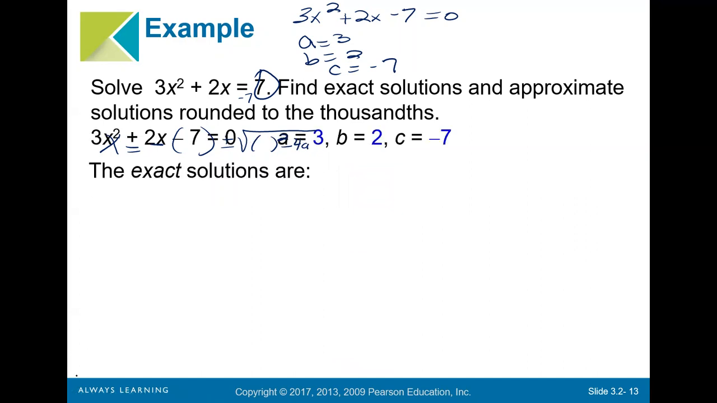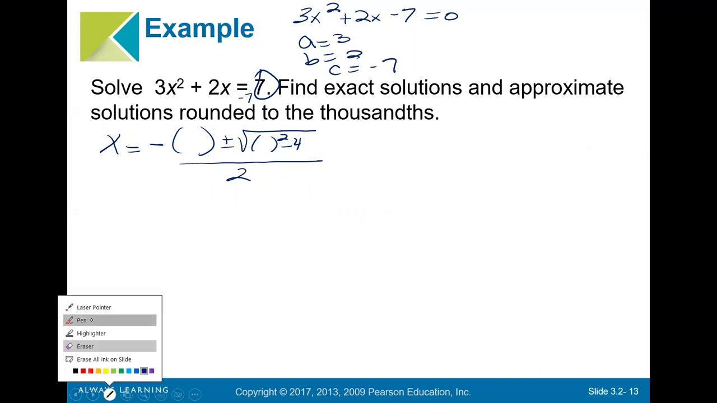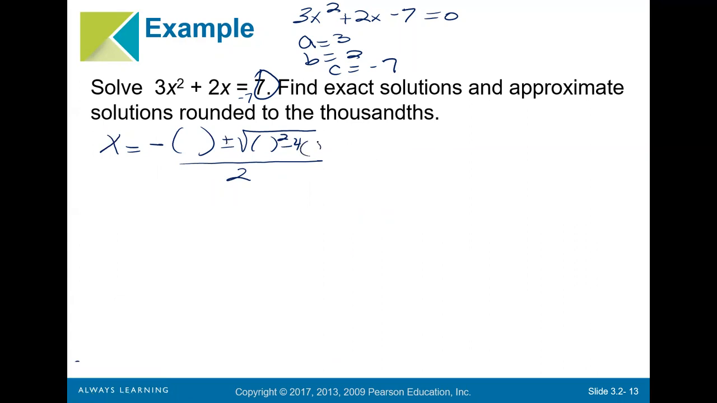All divided by 2a. Kind of need parentheses where the a's and c's are at. All right. Let's make sure the root goes across. There we go. Now let's plug in what I know.